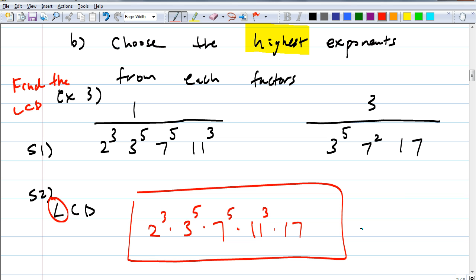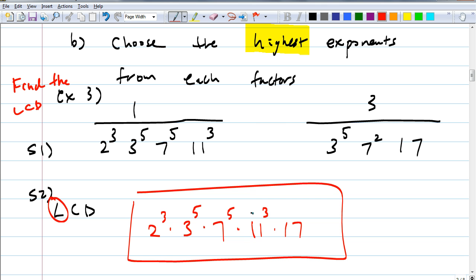Because of the same idea. If I left out 17, this fraction is fine, but then for the other one, is there any chance this fraction will go into the LCD? No, there's no way. You have to make it big enough. So that's why we list all the factors. Does that make sense? So that's why we choose the highest exponent. We good? Do you get the idea?